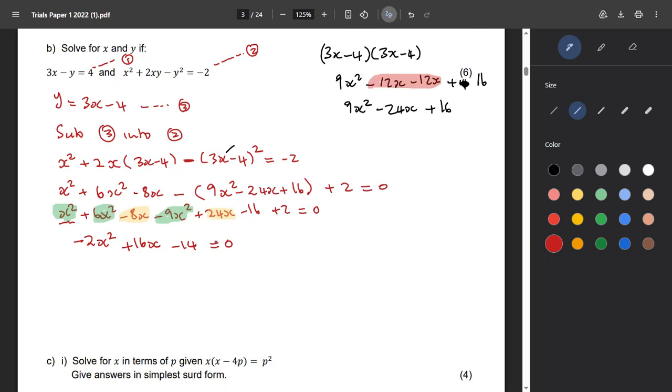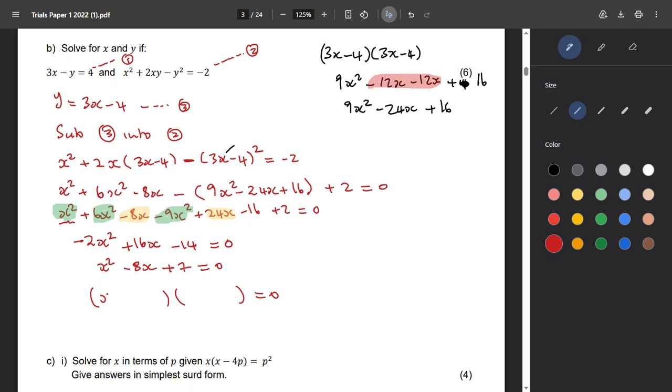We can divide everything by -2 to get rid of this value, because first thing first, when you divide, check, can -2 divide all these terms? Yes, -2 can divide all these terms. So this will leave us with x squared here. And then 16 divided by -2, that's -8x. Then -14 divided by -2, that will be positive. Please pay attention to that part, because it's a negative divided by a negative. Then finally, we can now factorize this equation, and let's see what we have.